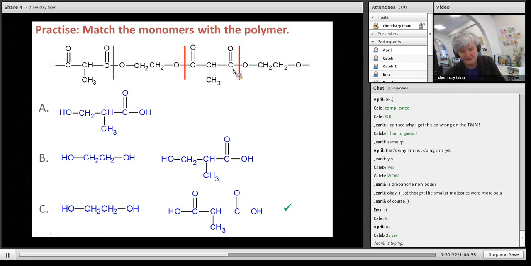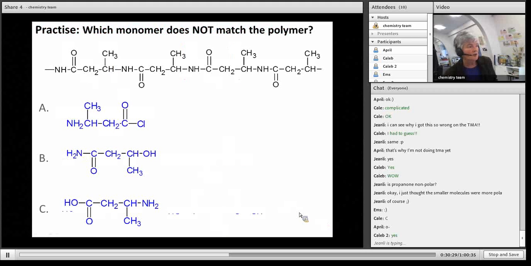O minus. Correct. Well done. And of course an O minus on there as well. Good. Okay. Right. So, which one does not match this polymer?